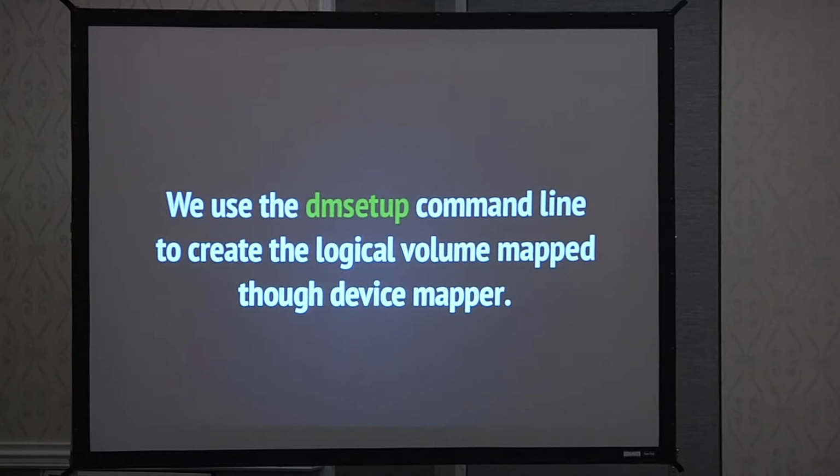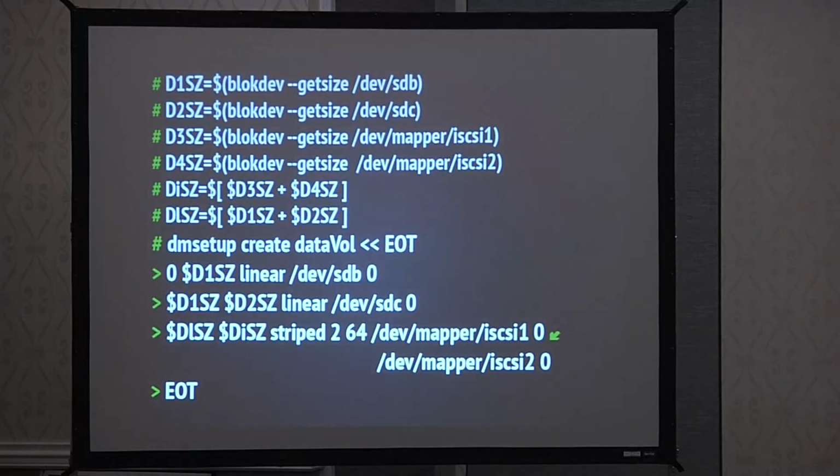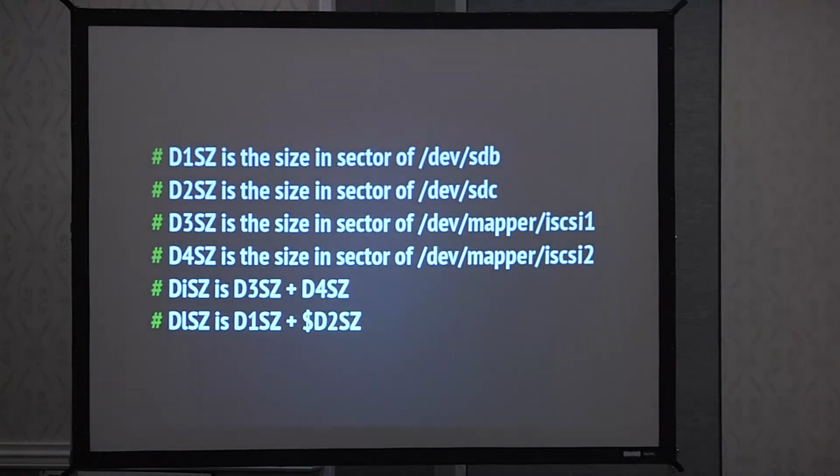How can we do that with the command line? We use the dmsetup command line, and you can see this code or commands will result in the virtual volume. I will explain this in 2 separate slides to keep it simple. D1_SZ is the size of /dev/sdb. D2_SZ is the size of sdc. D3_SZ is the size of iSCSI 1. D4_SZ is for iSCSI 2. DI_SZ is D3 plus D4, and DL_SZ is D1 plus D2.